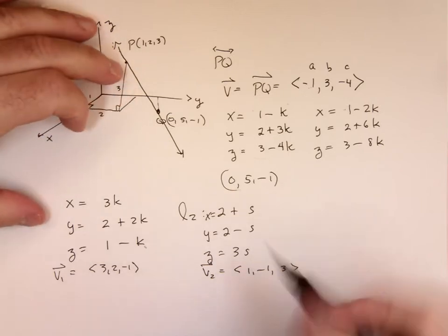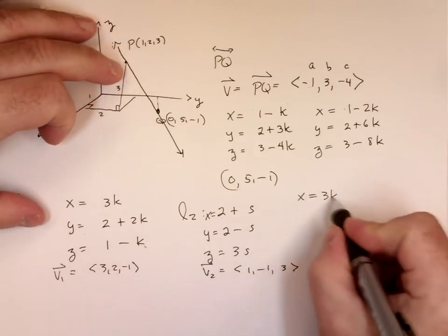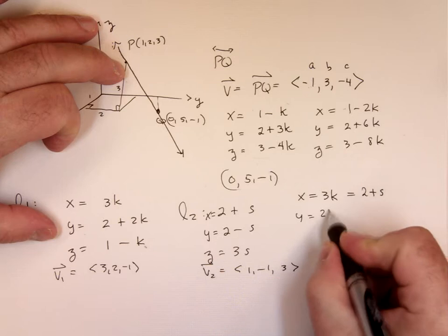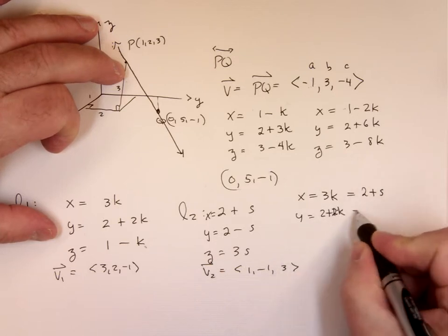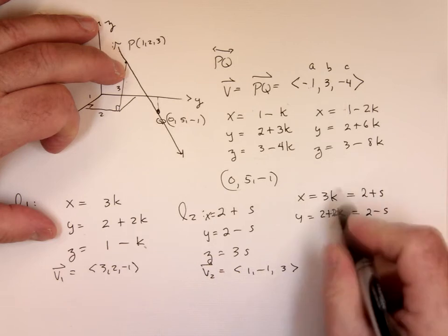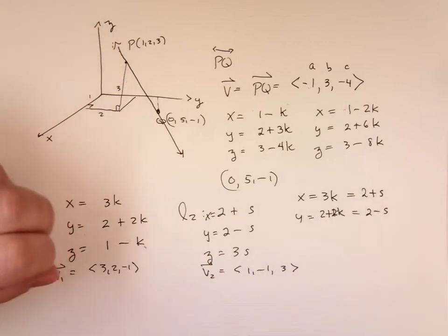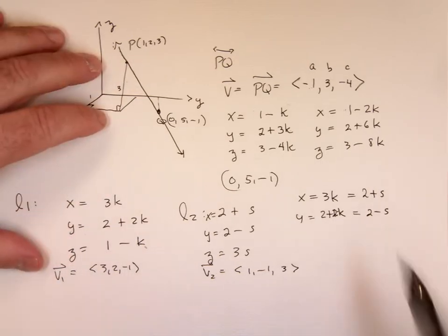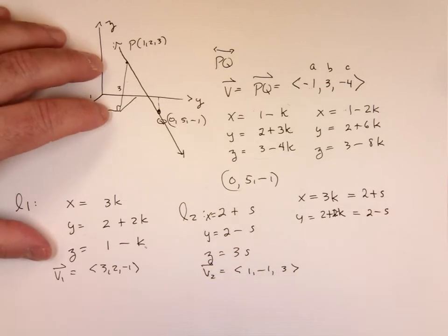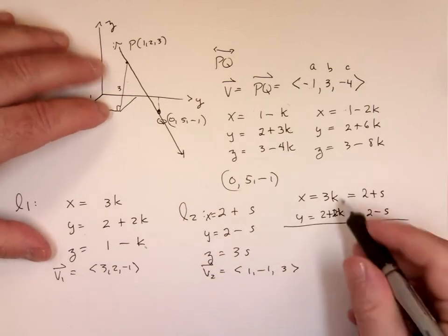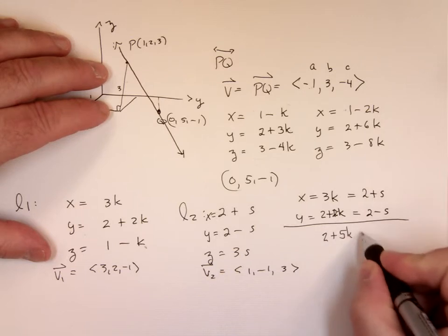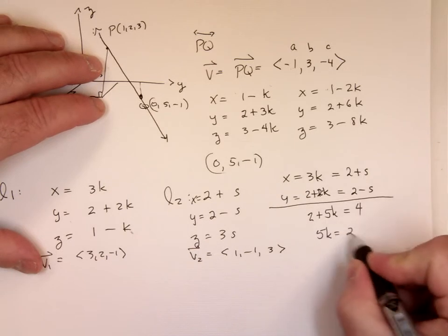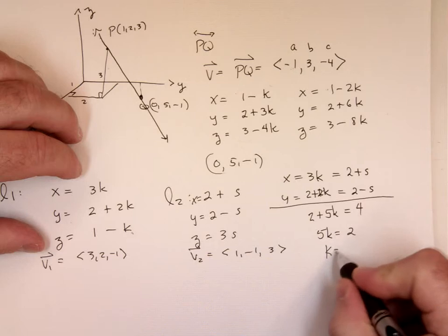Here, x is equal to 3k. We're going to set that equal to 2 plus s. The y here is equal to 2 plus 2k. We're going to set that equal to 2 minus s. We're going to find out where x and y are equal to each other. Then the lines will either be above each other or they'll intersect there depending on the z coordinate. So 2 equations and 2 unknowns. Tell you what I'm going to do. I'm going to add up these 2 equations. I'm going to get 2 plus 5k is equal to 4. 5k equals 2. Oh, great problem. k is equal to 2/5.